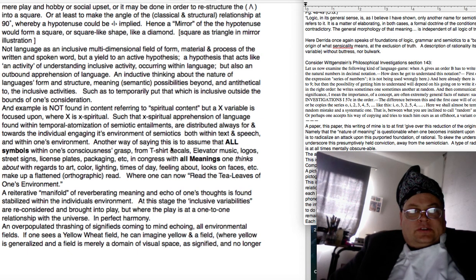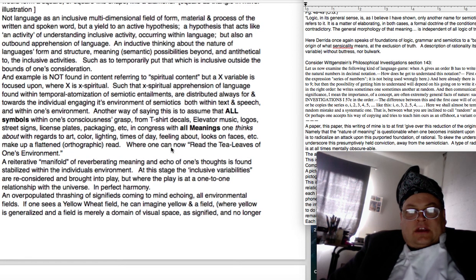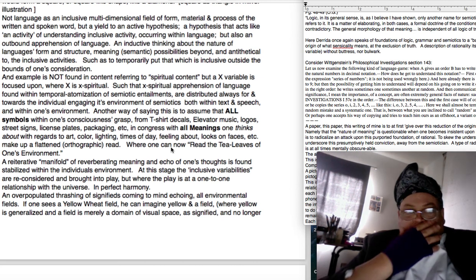Note language as an inclusive multidimensional field of form, material and process of written and spoken word, but a yield to an active hypothesis, a hypothesis that acts like an activity of understanding, inclusive activity occurring within language, but also an outbound apprehension of language, an inductive thinking about the nature of language's form and structure, meaning semantic possibilities beyond, and antithetical to the inclusive activities, such as temporarily putting that which is inclusive outside the bounds of one's consideration.